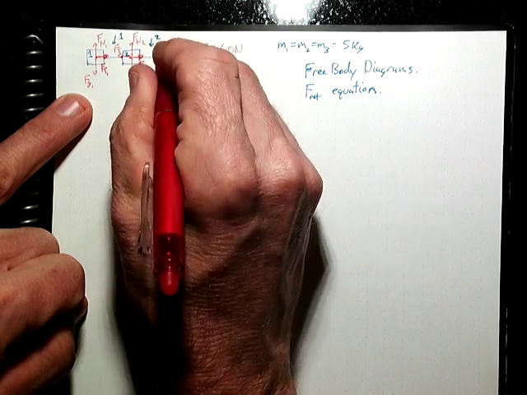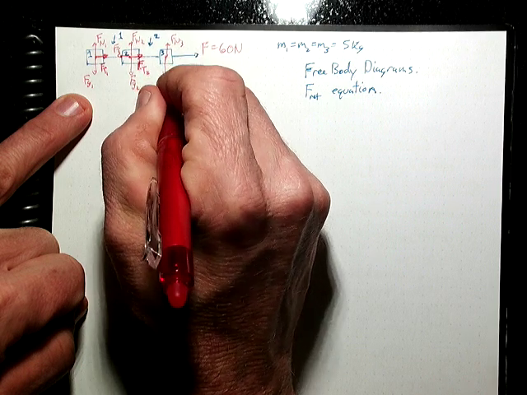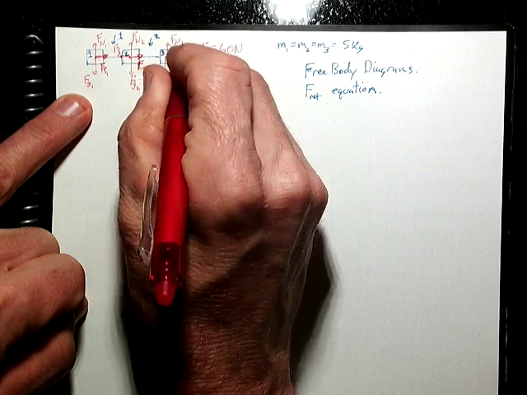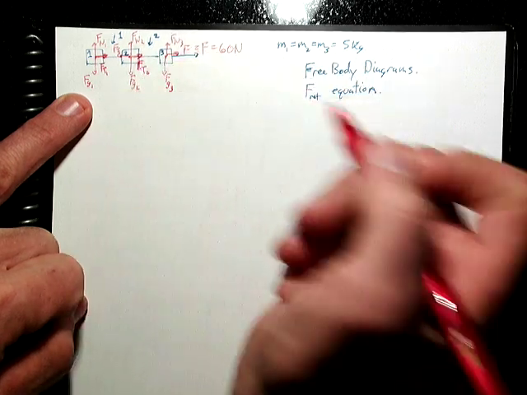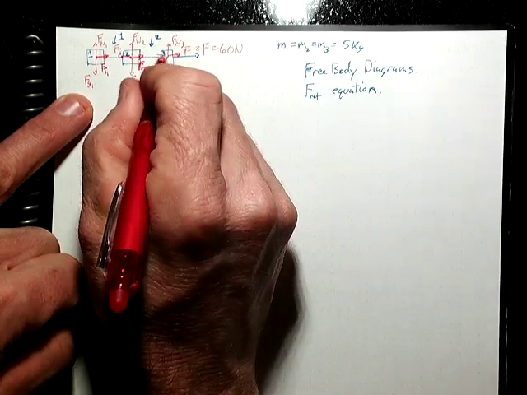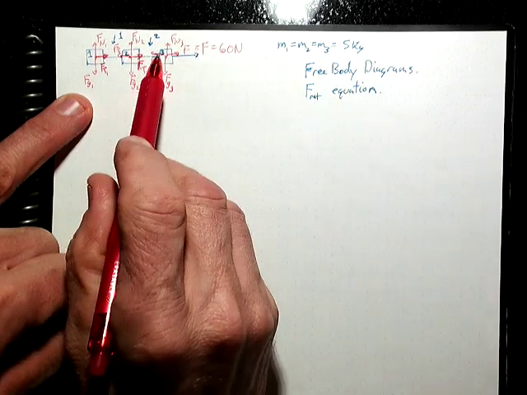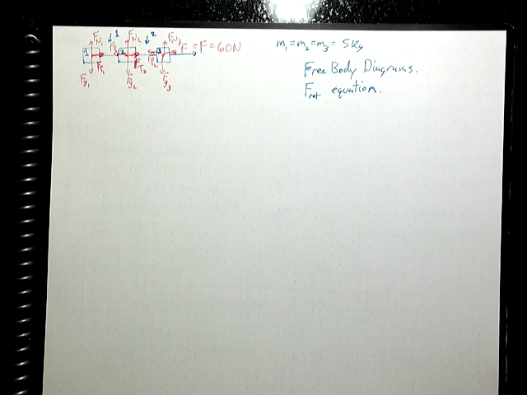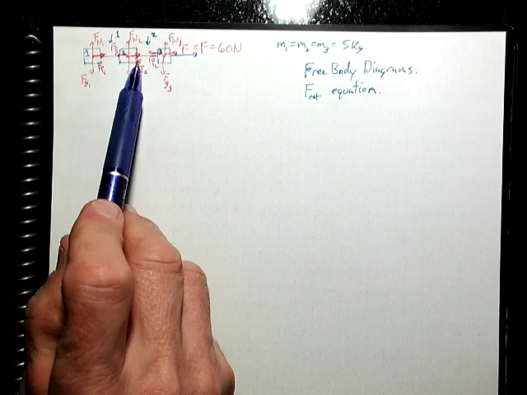And for box 3, we've got an Fn3, an Fg3. This force, which we just called F, and then back here, an Ft2, which again, these two forces are equal and opposite. Newton's third law. Okay, so there is a free body diagram for each object.